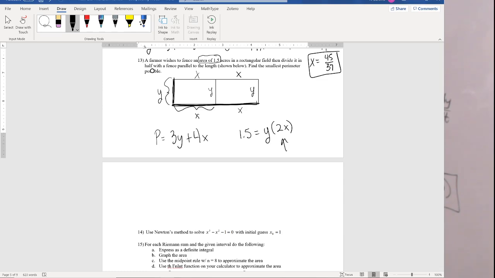So I'm going to solve for, I guess, y. So y equals 1.5, which is really 3/2, divided by 2x. So that's going to be what? 3/4x? So then plug that in here. So perimeter now equals 3 times 3/4x plus 4x, or 9/4x plus 4x.